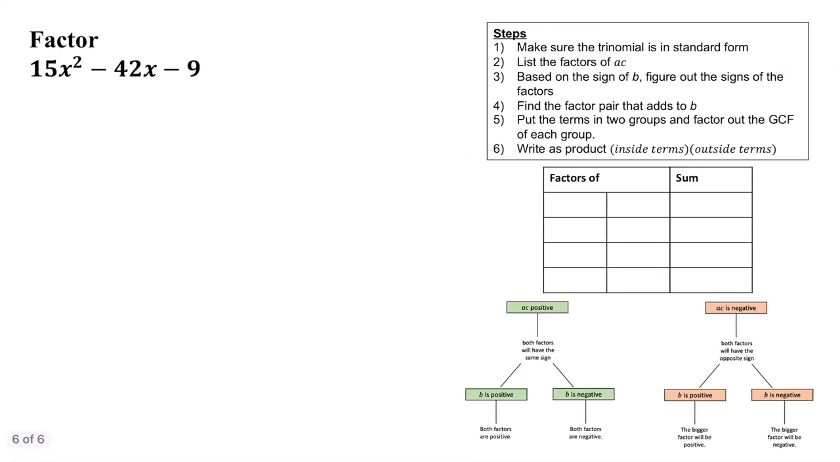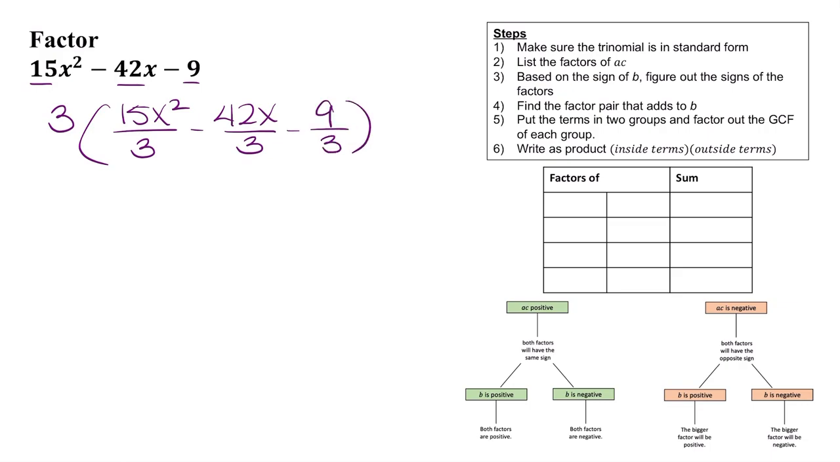So let's look at 15x squared minus 42x minus 9. Notice that all of these coefficients are evenly divisible by 3. So I'm going to go ahead and factor out a 3. So that means I have 15x squared divided by 3 minus 42x divided by 3 minus 9 divided by 3. So when I do that, I have 3 times 15 divided by 3, which is 5, and then I have x squared, 42 divided by 3, which is 14, and then I have x, minus 9 divided by 3, which is 3. So now 5 is a, 14 is b, and c is negative 3.